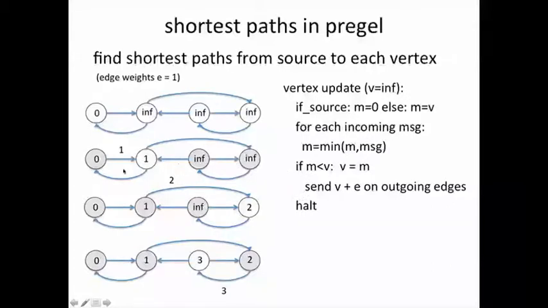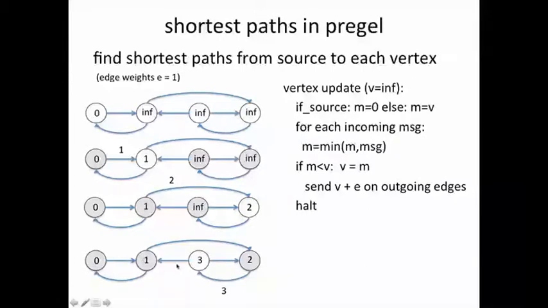In the second superstep, all the vertices are halted, but the second vertex over here gets a message from its neighbor, and therefore it wakes up and checks whether that message is less than infinity. It is, and assigns itself to be 1, and sends out 1 plus 1, which is 2, on this outgoing edge. Similarly, in the third step, initially everybody is asleep. This vertex gets a 2 on its incoming edge, figures out it's less than infinity, assigns itself to 2, and sends out 3 on its outgoing edge.